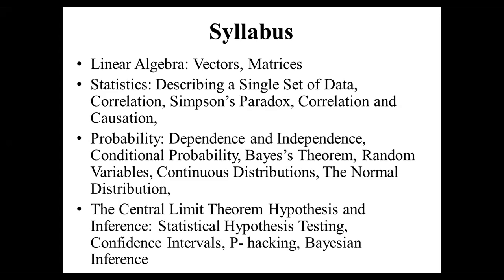So Simpson's paradox means that whenever we state some facts or statistics about a group, they can get reversed when it is divided into subgroups. Okay. And then correlation and causation.